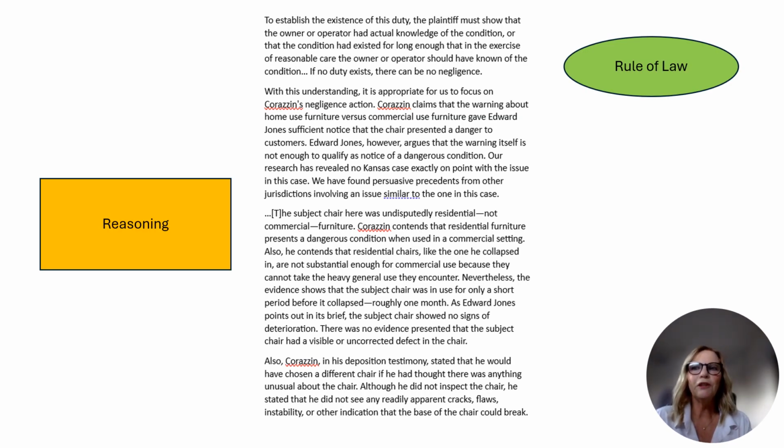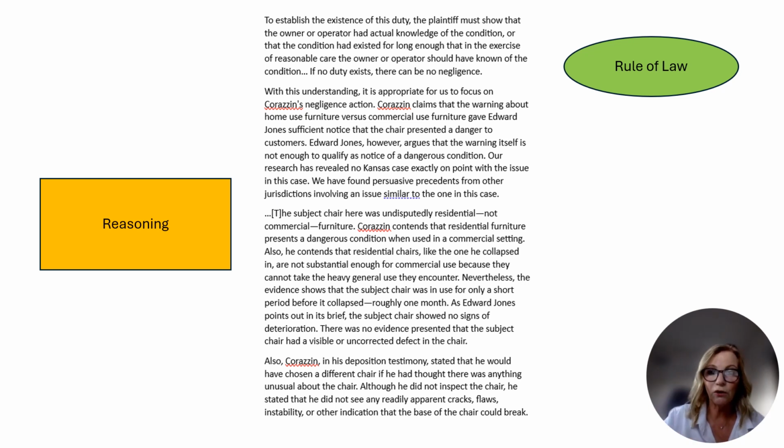So then let's keep going. Here's our rule of law. Now we talked about, on the one page, there was a little rule of law, but really the rule of law here is to establish negligence, the existence of a duty. The plaintiff must show that the owner or operator had actual knowledge of the condition, or that the condition existed for long enough that in the exercise of reasonable care, the owner should have known the condition. If no duty exists, no negligence. That's our rule of law.